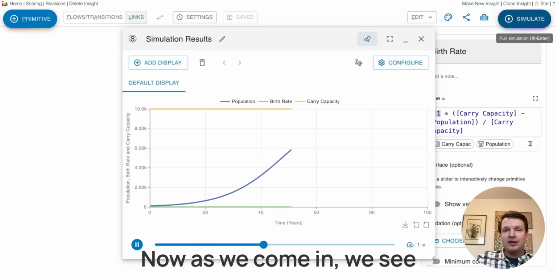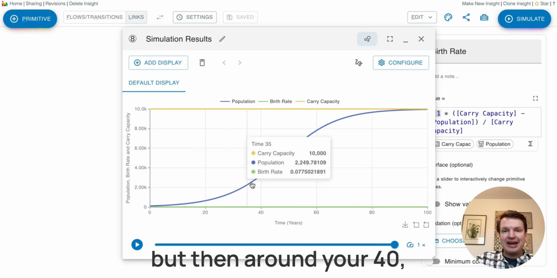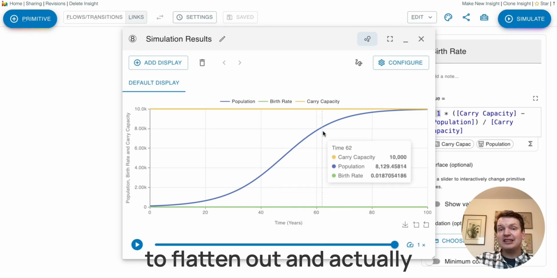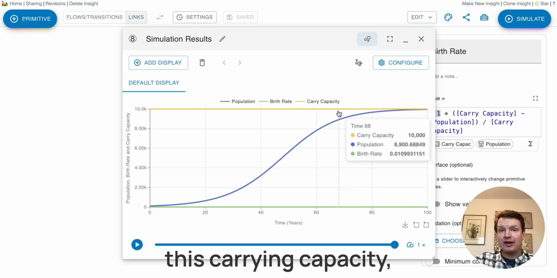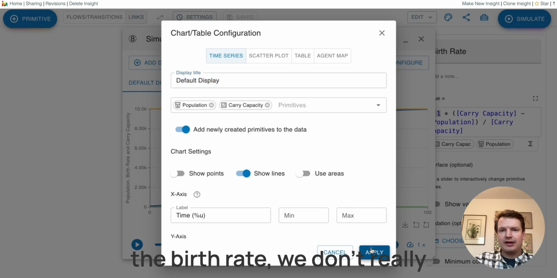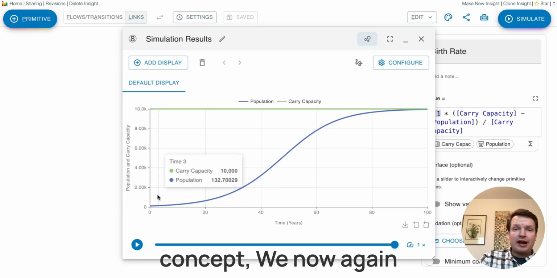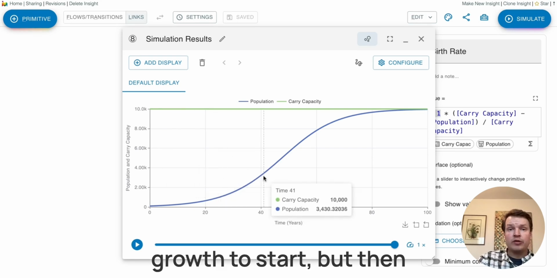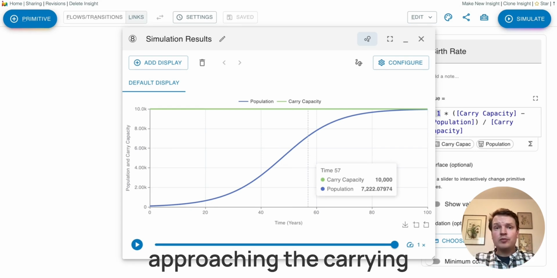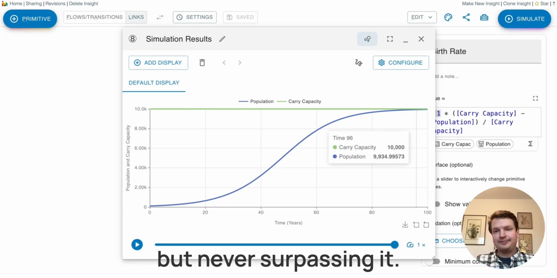Now as we come in, we see the population shooting up, initially an exponential curve, but then around year 40, 50, or 60, it starts to flatten out and actually slow down as we approach this carrying capacity, which is the yellow line. Let's edit this graph to remove the birth rate. We don't really care about that in this figure. With this carrying capacity concept, we now again have exponential growth to start, but then it starts to slow down. It starts to level off, approaching the carrying capacity and getting closer and closer to it, but never surpassing it.